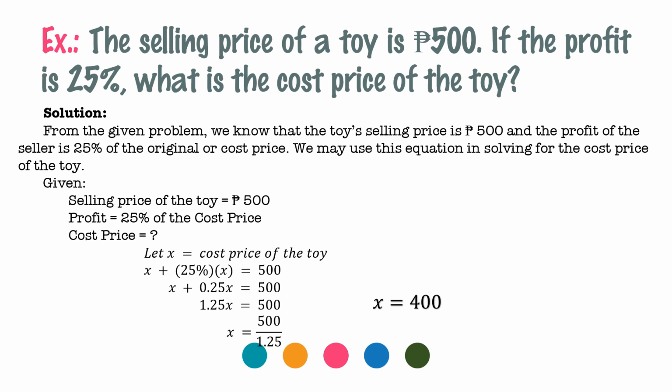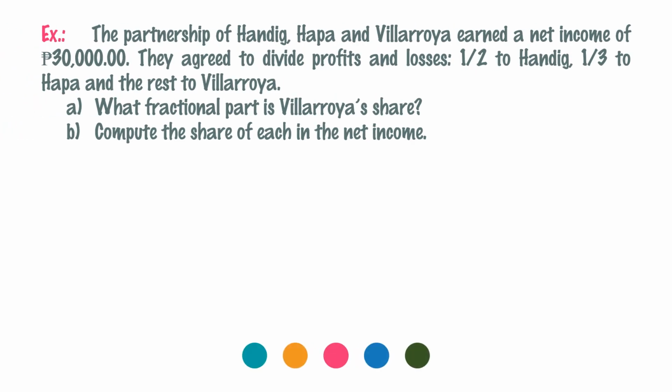I hope you got that correctly. Next problem. The last problem is the partnership of Handig, Hapa, and Villaroya, which earned a net income of 30,000 pesos. They agreed to divide profits and losses, one half to Handig, one third to Hapa, and the rest to Villaroya. Questions are, what fractional part is Villaroya's share? And compute the share of each in the net income.